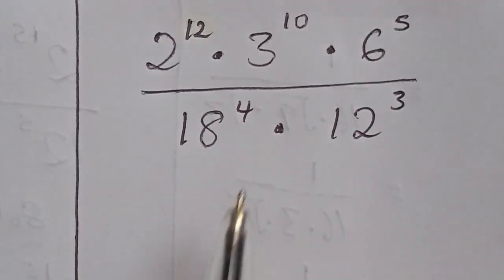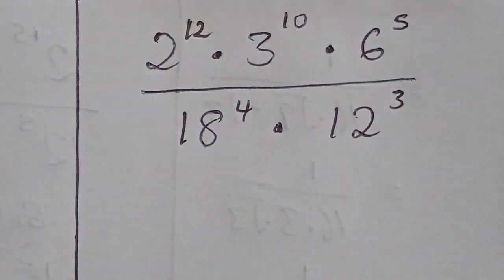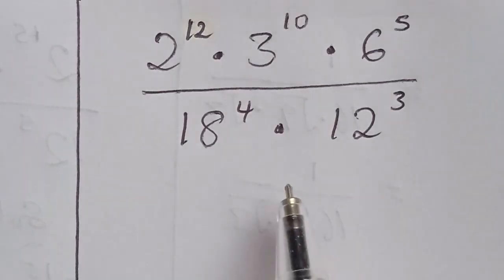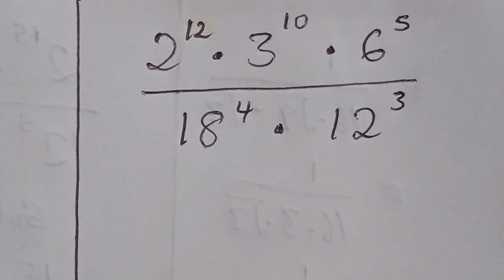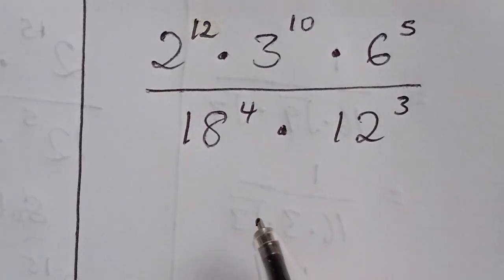We want to simplify this exponential expression. How do we simplify this? What is the final value for this expression? How do we simplify this is what we are going to be looking at in this video.